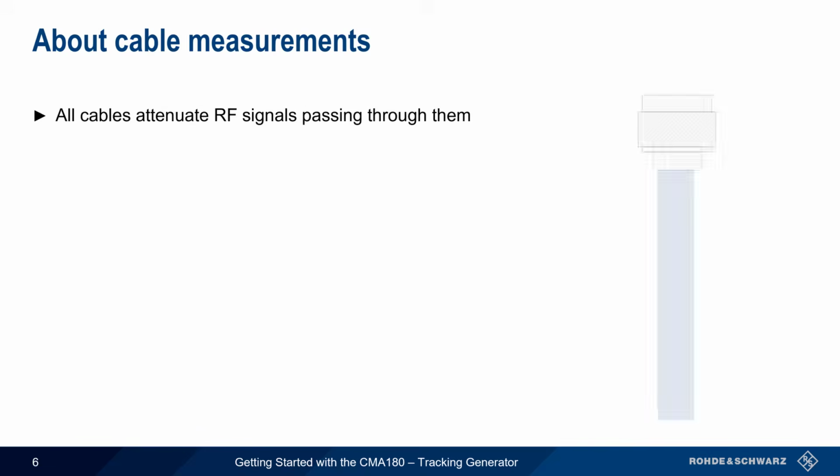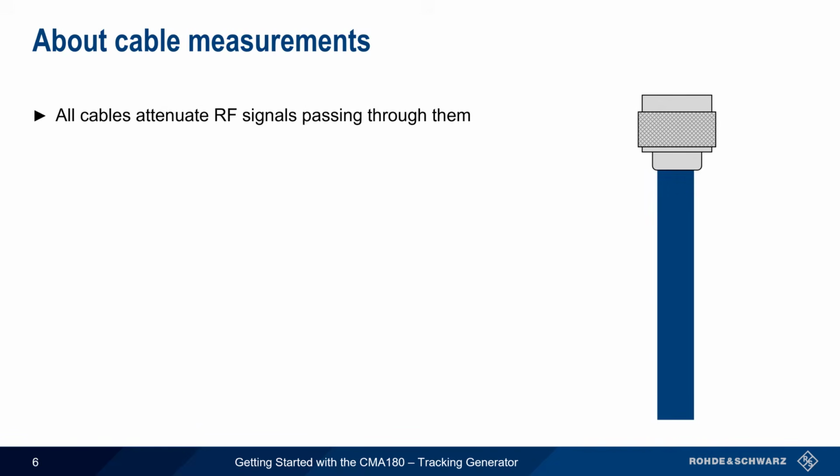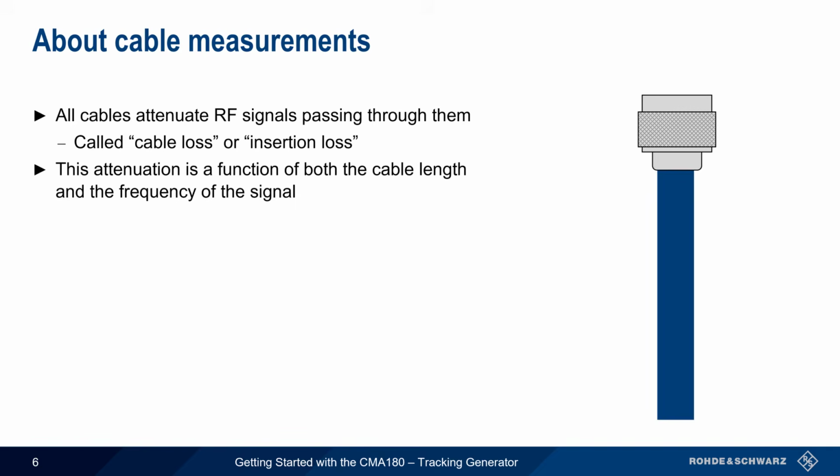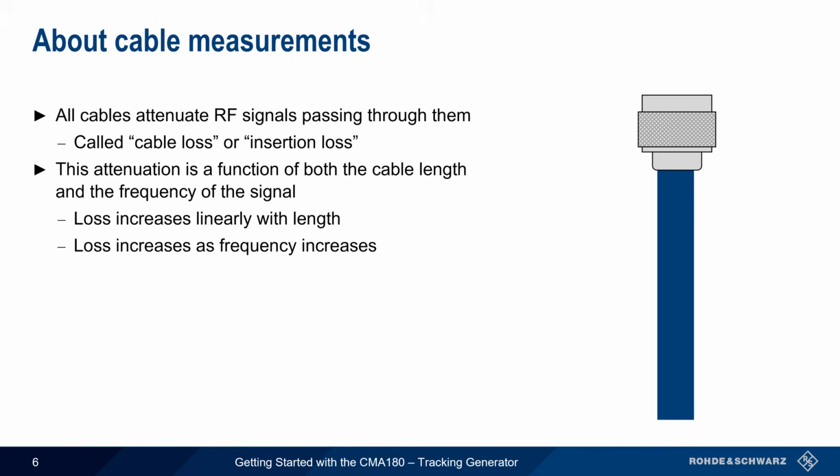All coaxial cables attenuate radio frequency signals passing through them, and this attenuation is commonly referred to as either cable loss or insertion loss. Cable loss is a function of both the length of the cable as well as the frequency of the signal passing through it. Loss generally increases linearly with increasing length. In other words, doubling the length of the cable also doubles the cable loss. Loss also increases as frequency increases, although this is usually not a purely linear relationship.